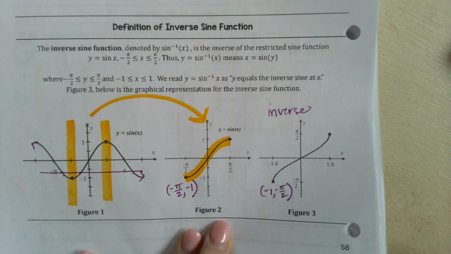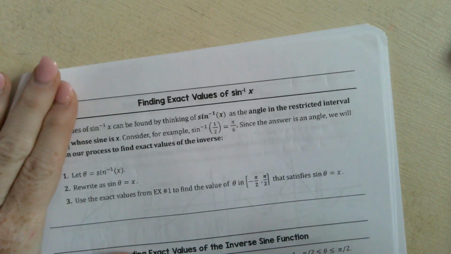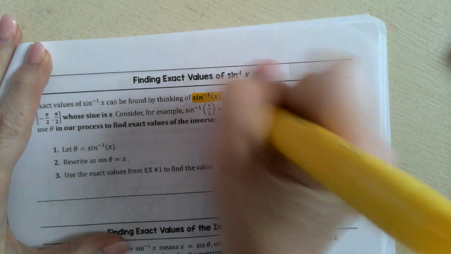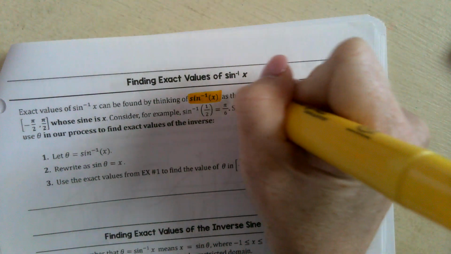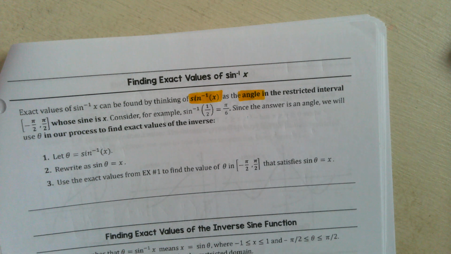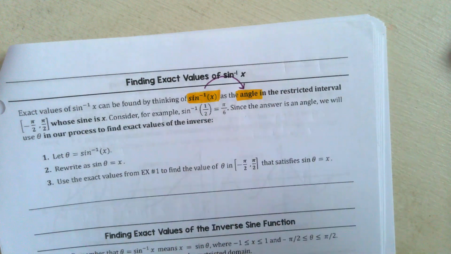Let's take a look at page 59. And I want to highlight one thing. When I am making an inverse calculation, sine inverse, cosine inverse, tangent inverse, what I am solving for is the angle from the unit circle that makes that statement true. Pi over 6, pi over 4, anything like that. So, the inverse functions are calculating angles.